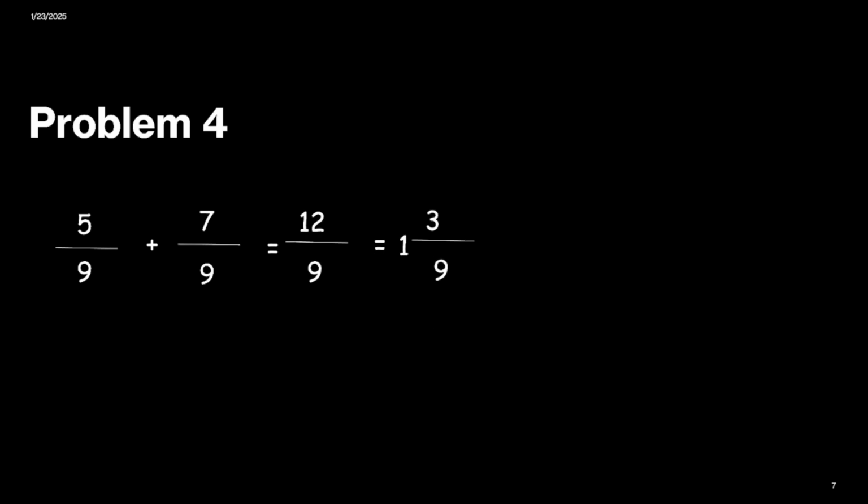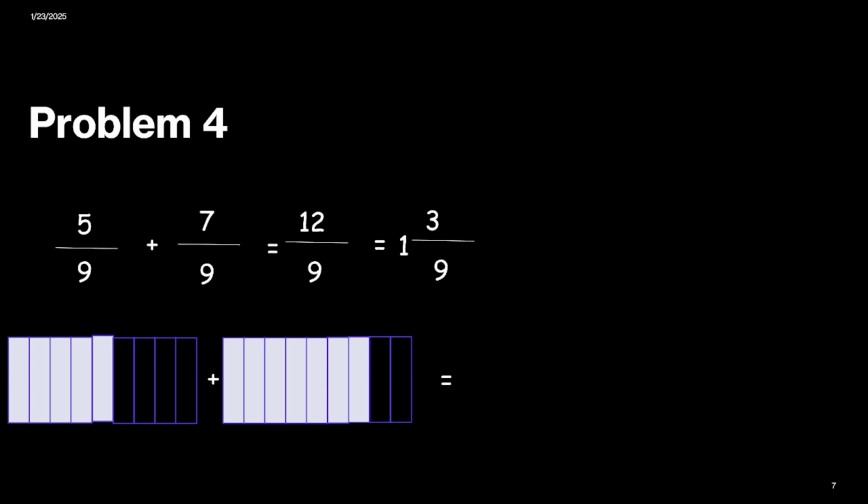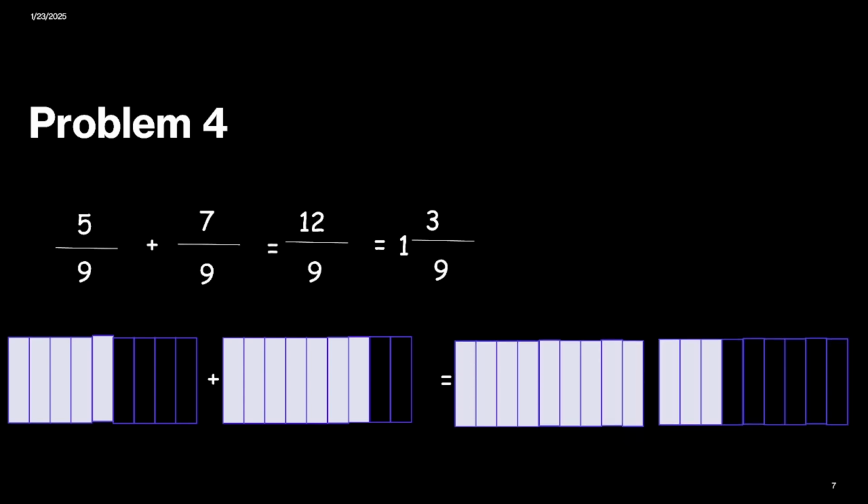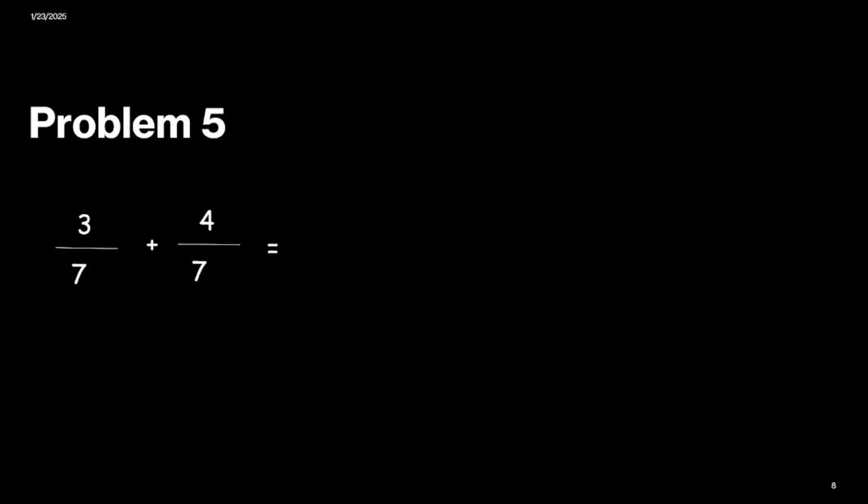Okay, so you should come up with 12/9, 5 plus 7 is 12, and convert the improper fraction to a mixed number. So you should get 1 3/9. So here's the visual with the diagram. So 5 out of the 9 is shaded and 7 out of the 9 are shaded. Put them together and you'll see here that one of the boxes is fully shaded, so 9/9 or 1, and then you have the extra 3 for the other box. So you should get 1 3/9.